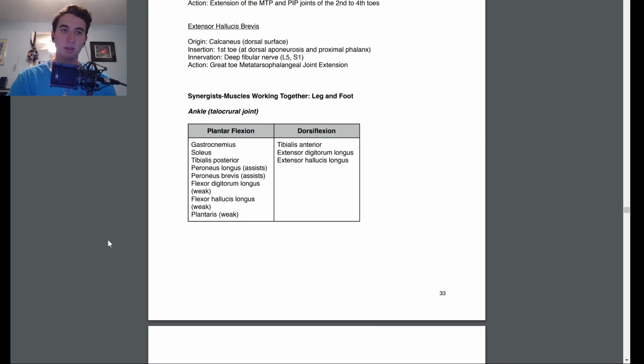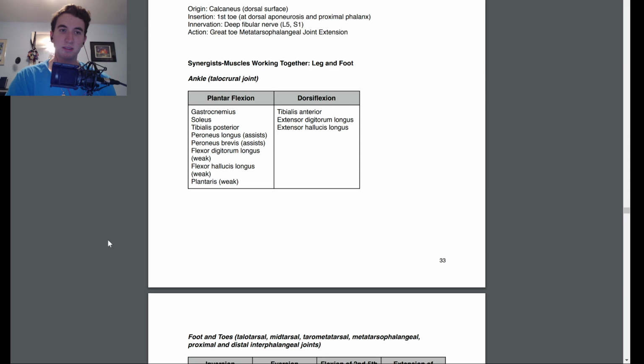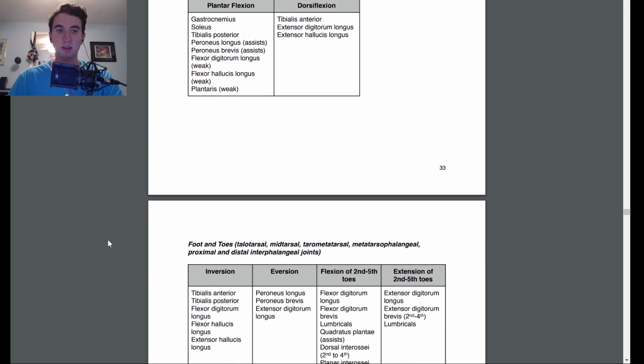For the ankle, the talocrural joint. Plantar flexion is caused with the gastrocnemius, the soleus, the tibialis posterior, the peroneus longus assists, the peroneus brevis assists, the flexor digitorum longus is weak, the flexor hallucis longus is weak, and the plantaris is weak. Then for dorsiflexion, we have the tibialis anterior, the extensor digitorum longus, and the extensor hallucis longus.